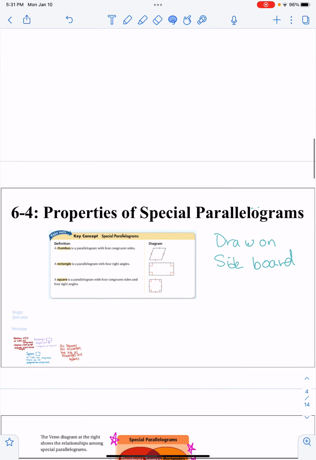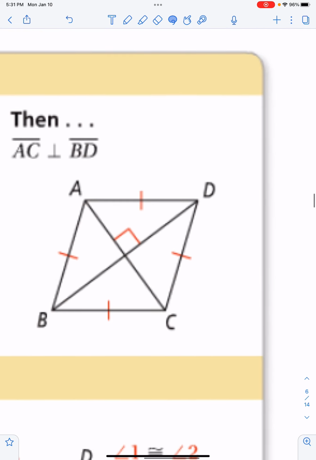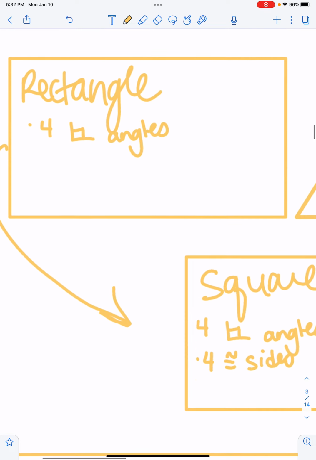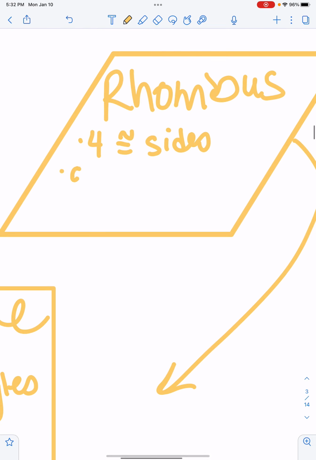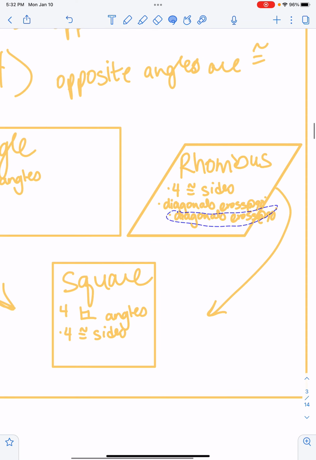Okay, and then there's a couple new rules we're going to learn. So one of them is right here. This is a rhombus. See, all 4 sides are the same. It's saying that the diagonals, when they cross, they meet at 90 degrees. Basically, the diagonals are perpendicular or meet at 90 degrees. So where's our rule? That was for rhombus. And we can say diagonals cross at 90 degrees. And that would be the same for a square because it is a type of rhombus.